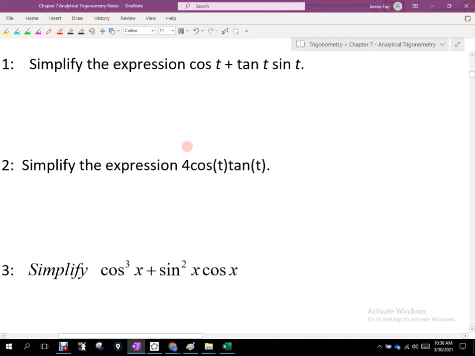So, starting with question number 2 here. There's no powers of 2, right? So we're going to go through, and we're going to rewrite everything so that we only see sine and cosine.